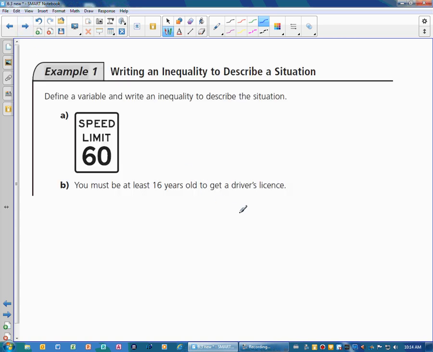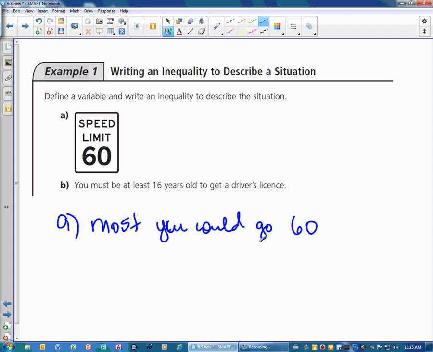Okay. So example number 1 in your notes says that we're going to write an inequality to describe a situation. It says here that we are to define a variable and write an inequality to describe the situation. So A says the speed limit is 60. In A, it means that the most you could go in terms of speed is 60. So you could go 59, you could go 58, you could go 0, and you could go 60.